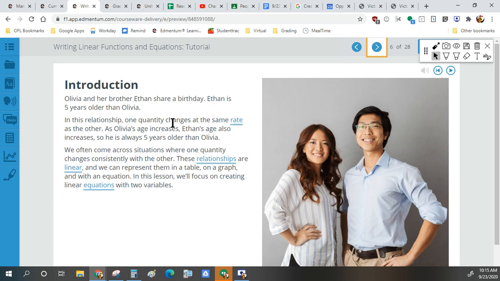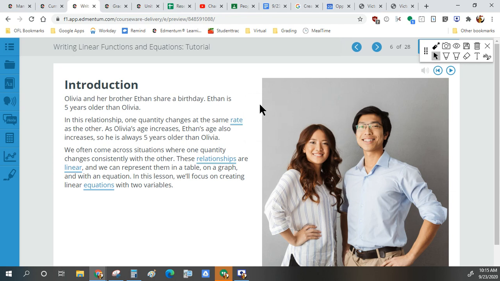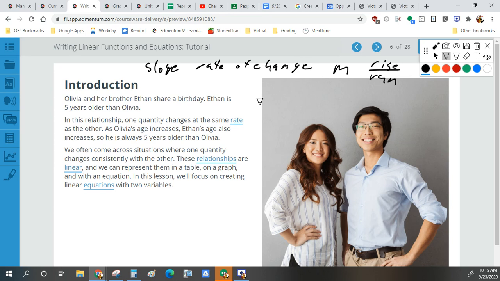In this relationship, the quantity changes at the same rate. This same rate, they call it a ratio. Every time you see ratio, just think fraction. And that fraction is our slope. There's several ways we can think of slope. Slope is our rate of change. The symbol for slope is m, the letter m, and slope is our rise over run.